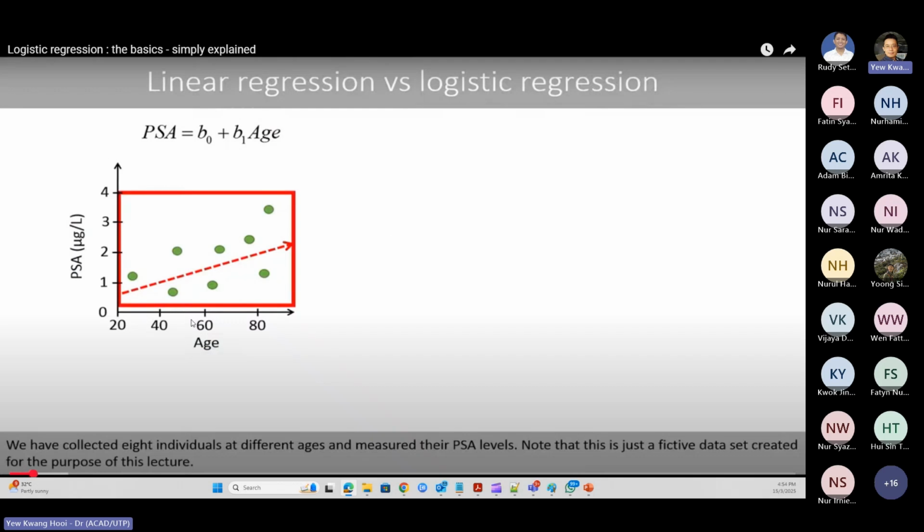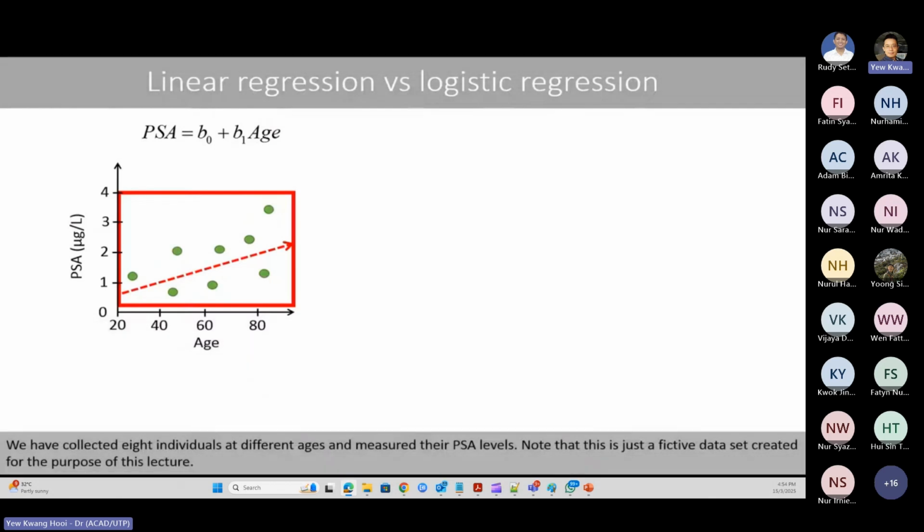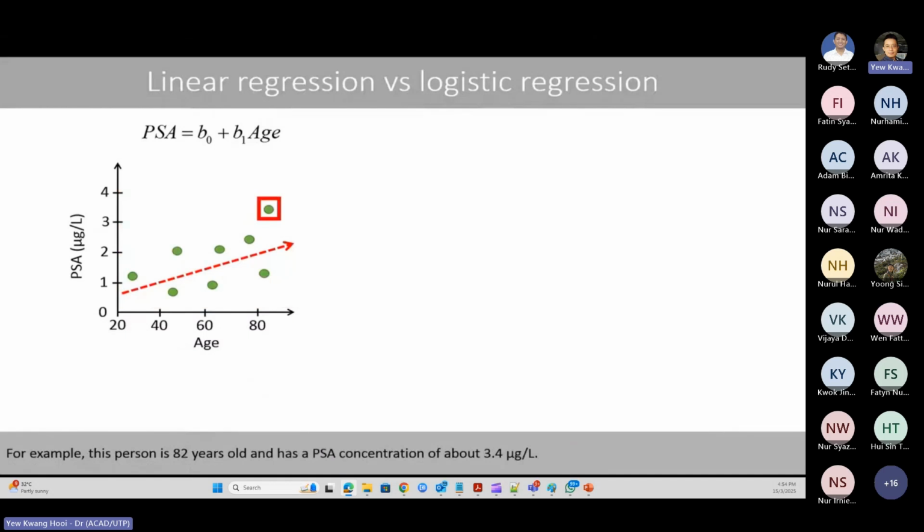You see, this one is a linear regression. The distinct differentiator is that on the y-axis is continuous data. It's not binary categories. It is continuous data. We measure their PSA levels. Note that this is just a fictive dataset created for the purpose of this video. For example, this person is 82 years old and has a PSA concentration of about 3.4 micrograms per liter.